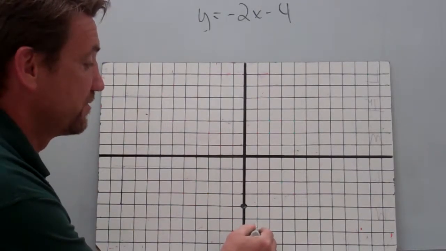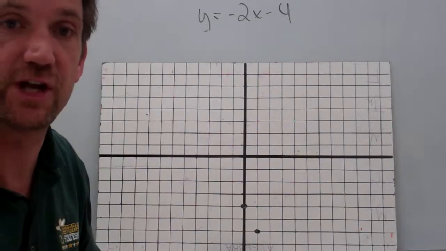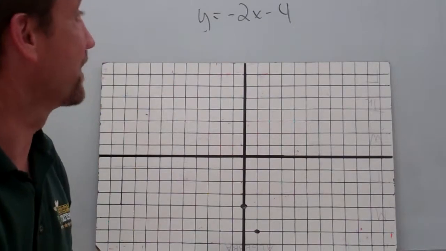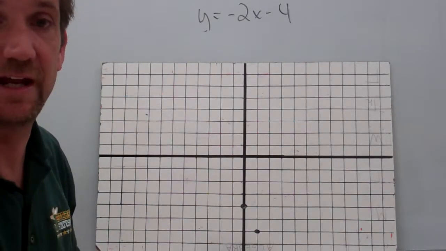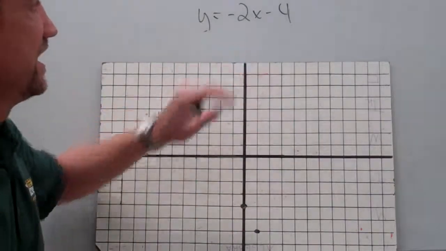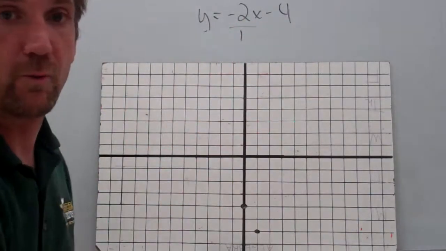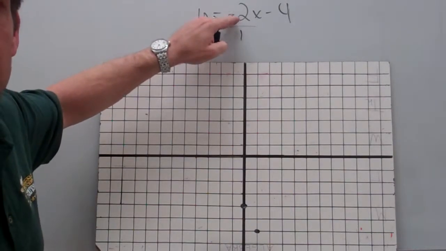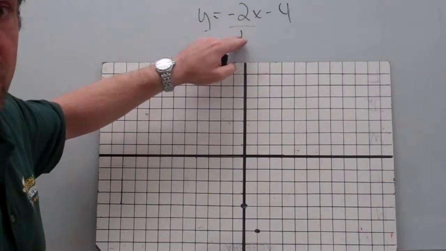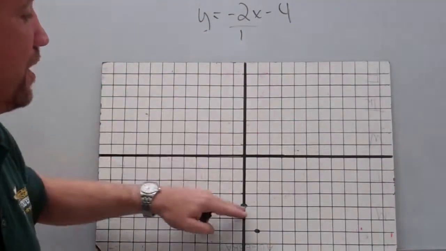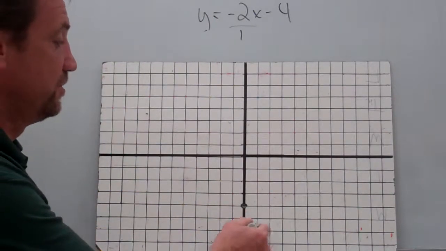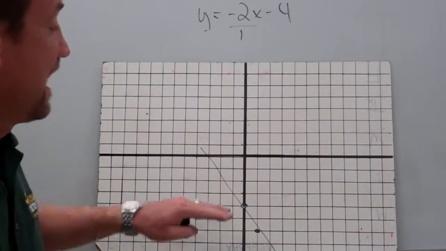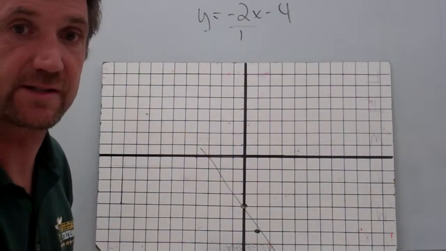Remember, slope is always written as a fraction, change in y over change in x, or rise over run. If you notice here, our slope is not written as a fraction, it's an integer, negative 2. Well, we can always take that integer and put it over 1. Negative 2 over 1 is still negative 2. So our change in y, we go down 2 units, and our change in x is 1 unit. Down 2 over 1. Now that we have 2 points, we can graph the line. And that would be the graph of y equals negative 2x minus 4.